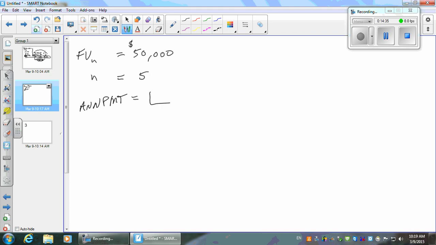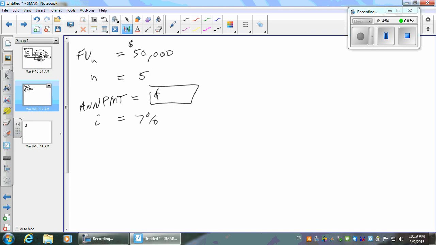No. I bet that's what they want us to calculate. I don't know, but I bet it is. Assume 7%. That's the interest rate. So you don't have to have a present value to do this. If we had a present value, we could still do it. Present or future, either one's fine. We can calculate it either way.